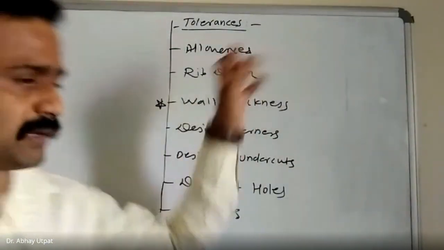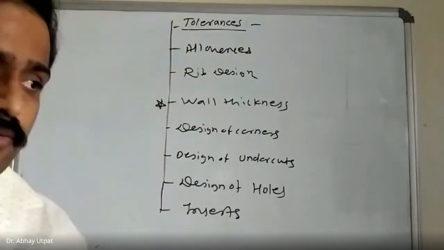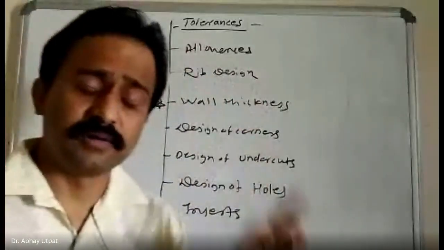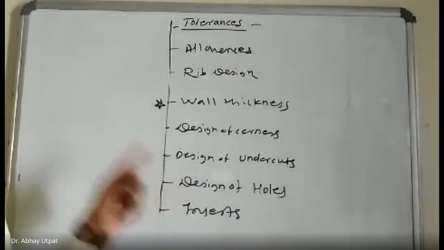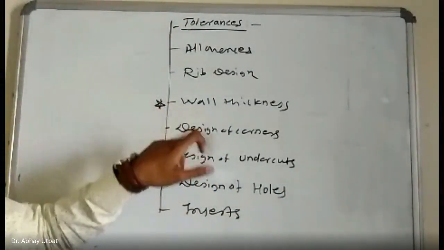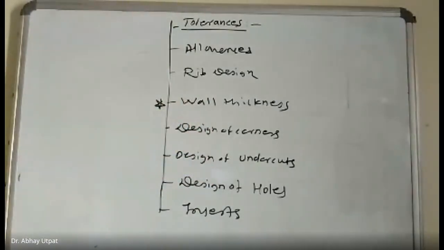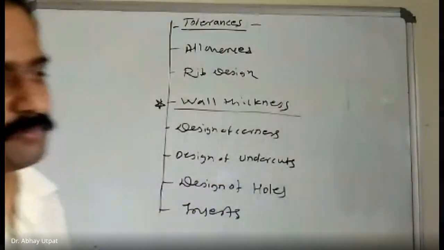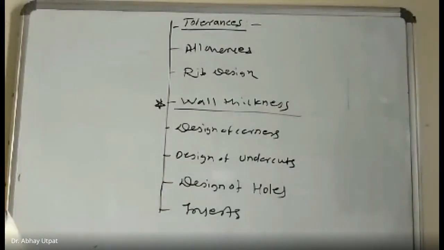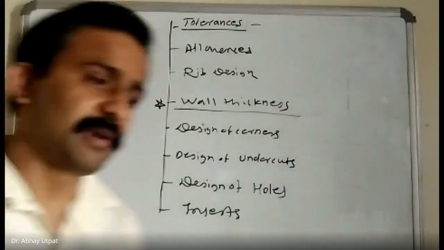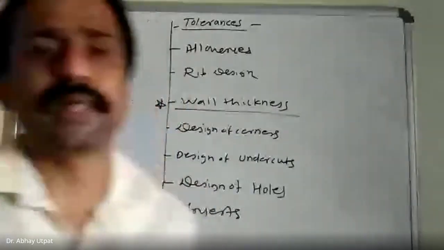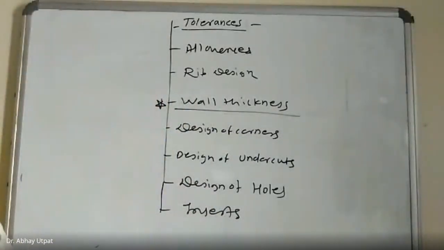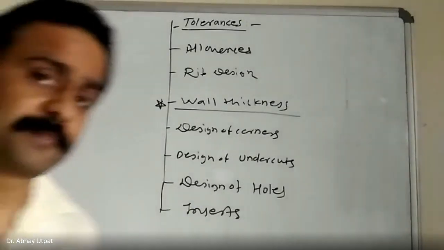Then rib design. Rib means what? What is the need of a rib, how is it designed, and what are the aspects of it? Then, as I was saying, one of the important concepts is wall thickness. Always remember, it is always preferable to have a thin plastic component because thick components are difficult to solidify.